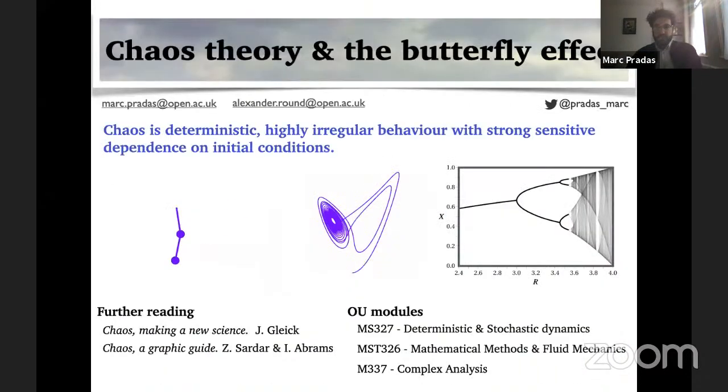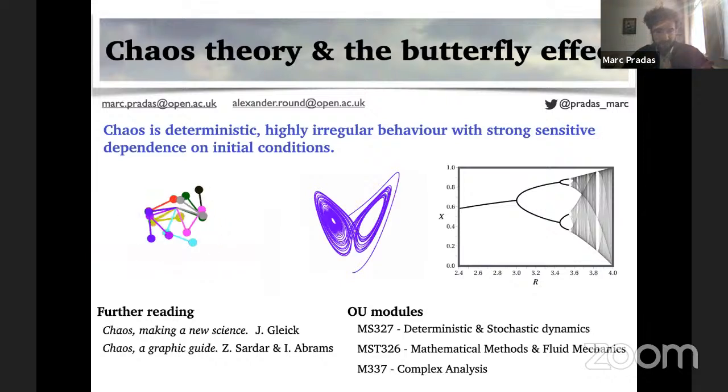So just to summarize, the key message here is that chaos is deterministic, in principle predictable, but a consequence of this strong sensitive dependence on initial conditions is that it is essentially very unpredictable. And if you are interested in this, there is some further reading, books here at the bottom left. And many of the concepts that we have covered in this session are also discussed and taught in several of our modules at the Open University.